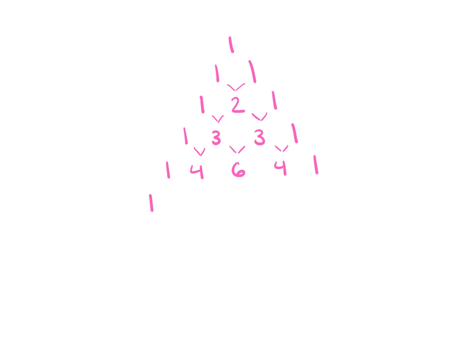The next row starts with a 1. Add the two numbers above it, so this would be 5. 4 plus 6 is 10. 6 plus 4? 10. 4 plus 1? 5. And then it ends with a 1. And so on.